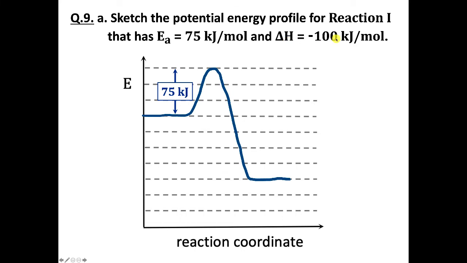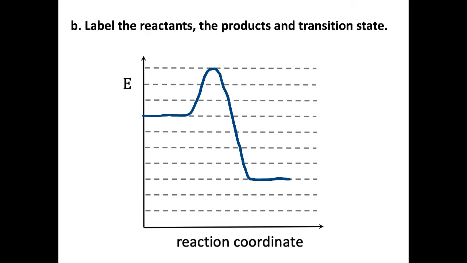And since the delta H is a negative number, that means the reaction is exothermic, gives off heat, and so the products are lower in energy than the reactants, and they're lower in energy than the reactants by 100 kilojoules per mole. So that's the potential energy profile, and those are the values that let you make it to scale.